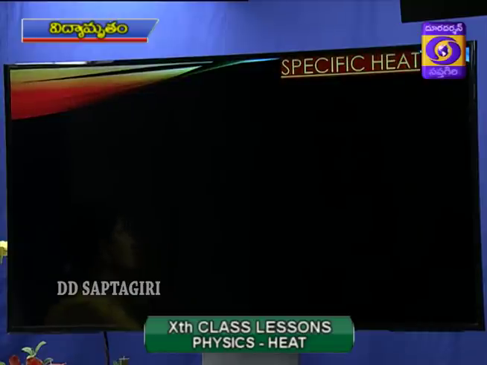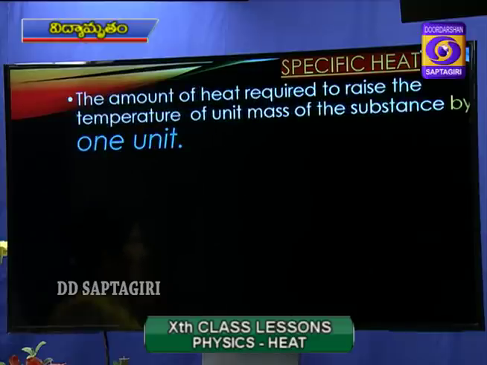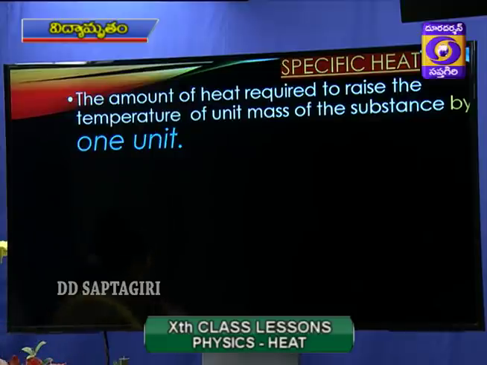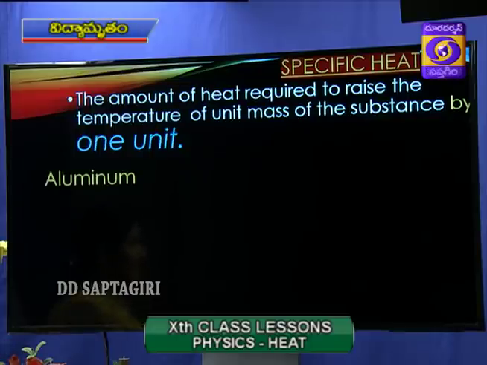Okay, now the important topic we shall discuss, specific heat. Already we discussed specific heat, now the constant of proportionality. What is specific heat? The amount of heat required to raise the temperature of unit mass of substance by 1 unit. You have to note down, by 1 unit. The amount of heat required to raise the temperature of unit mass of the substance by 1 unit, that is called specific heat. Let us take an example.